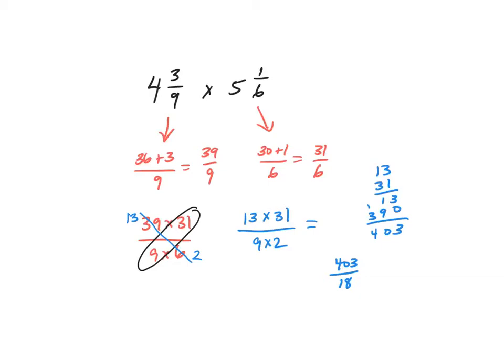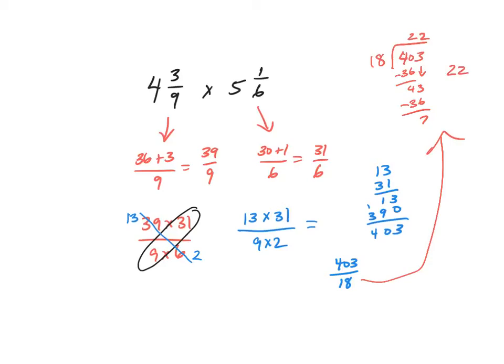And now I'm going to have to do some division in order to get my improper fraction back into a mixed number. So if I go up here, 403 divided by 18. 18 goes into 40 twice, and then into 43 also twice. And I have a remainder of 7. So my answer is 22 and 7/18.